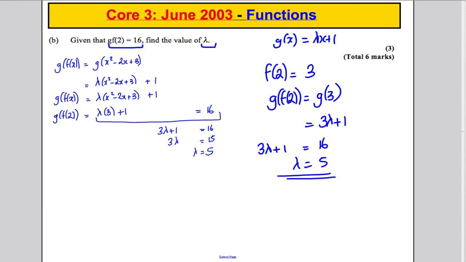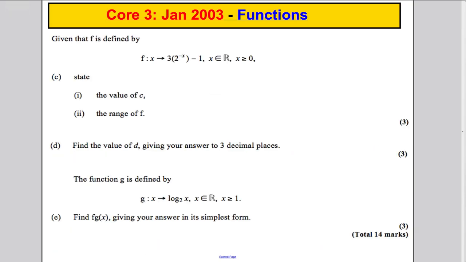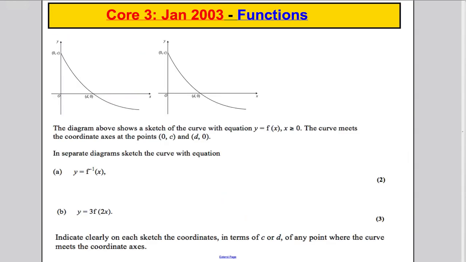The next part, pause, take a look. This question is actually split over 2 pages, so I'll give you 5 seconds on each page. Next part. Okay, so I'll go through from the start.